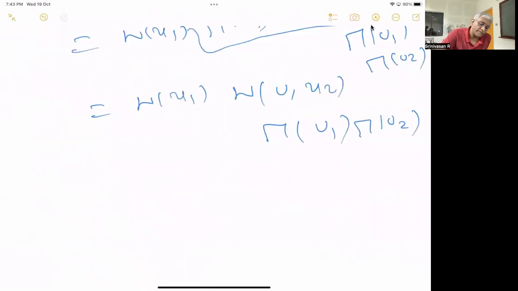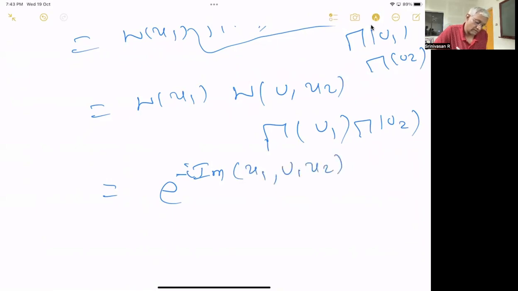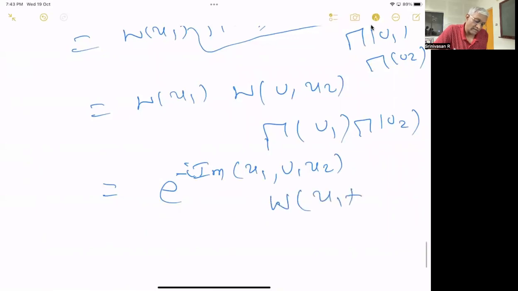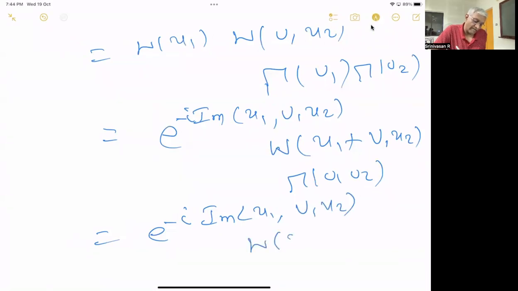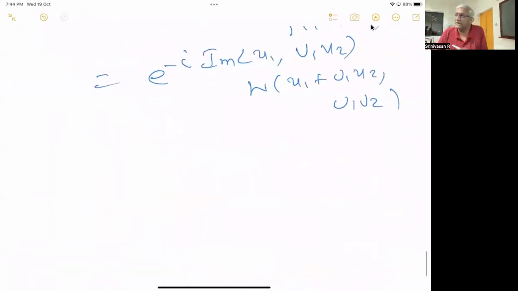Right. Now, this doesn't exactly give a, I mean, there is something more. Now, this is not exactly equal to that. This is equal to e power minus i imaginary part of u1, u2, times W of u1 plus U1 acting on u2, times gamma of U1, U2. Well, it doesn't give a representation of the semi-direct product also. Up to a constant it gives.